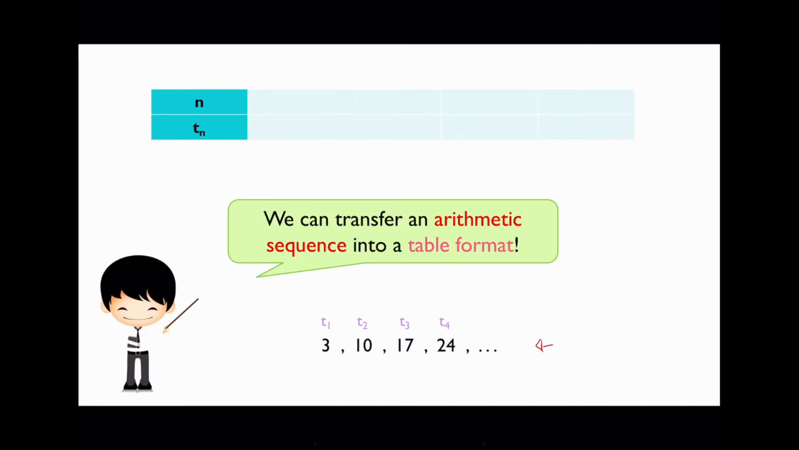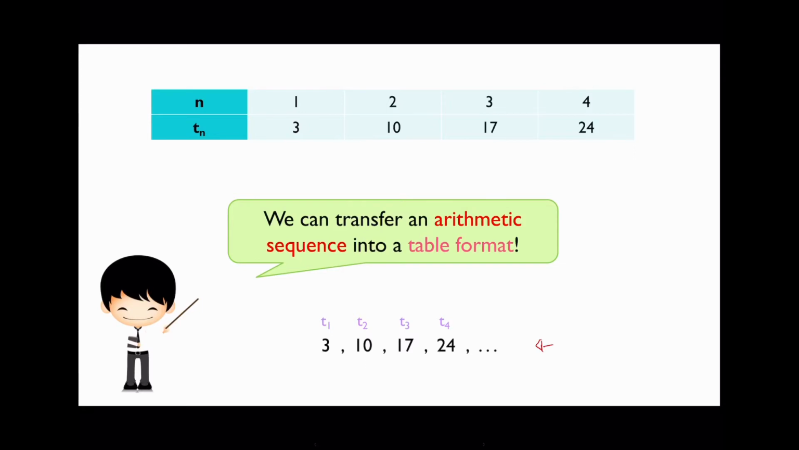So for instance, in this case over here, I could represent it like this. For the very first term, it's going to correspond to a value of 3. For the second term, it's going to correspond to a value of 10. The third term will correspond to a value of 17. And the fourth term corresponds to a value of 24.